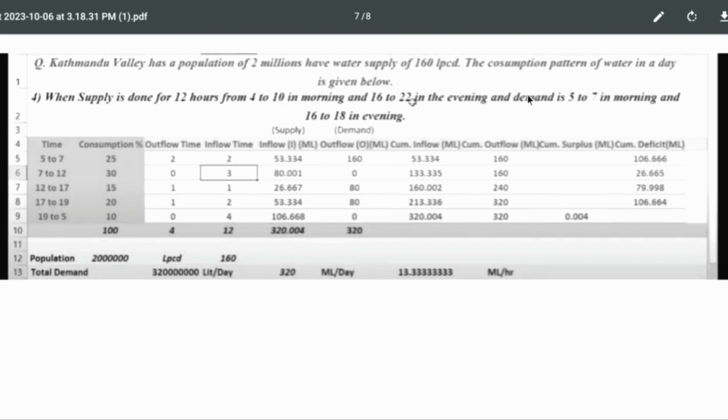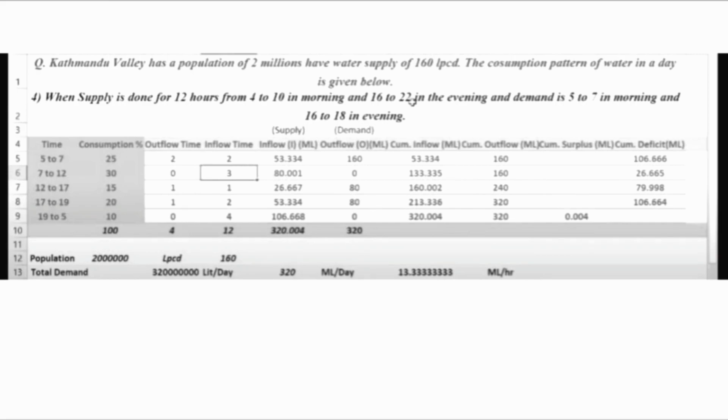The outflow demand is 5 to 7 in the morning, 2 hours, and 16 to 18, 1 hour and 1 hour. Here both the supply and demand are intermittent type. So for the calculation we use 320 divided by 4 into 2, which is 160, and 320 divided by 4 into 1, which equals 80. Similarly, 320 divided by 12 into 2 equals 53, and 320 divided by 12 into 4 is 106.668.